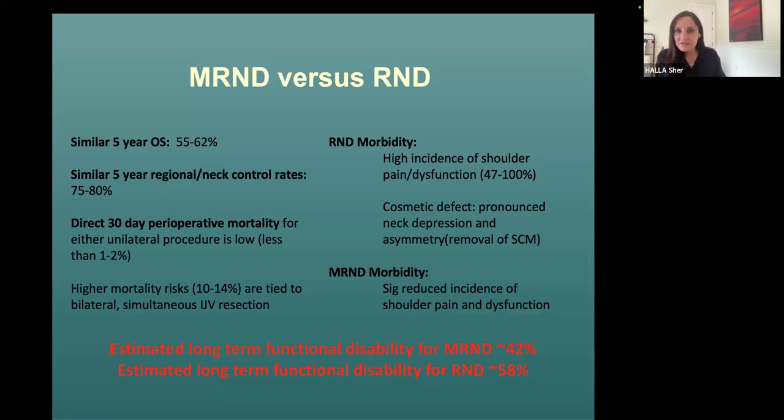Versus the modified radical neck dissection morbidity, there's a significant reduction in shoulder pain and dysfunction. And with proper physical therapy postoperatively, that can often be managed long-term. So the estimated long-term functional disability for modified radical neck dissection is around 42% and around 58% for a radical neck dissection. So it's statistically much better with the modified radical neck dissection, but still not great.